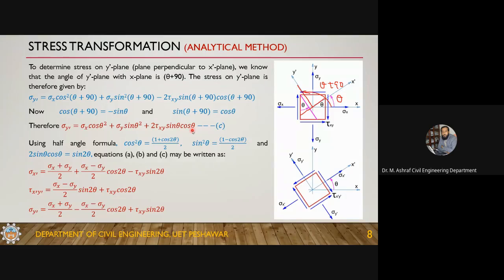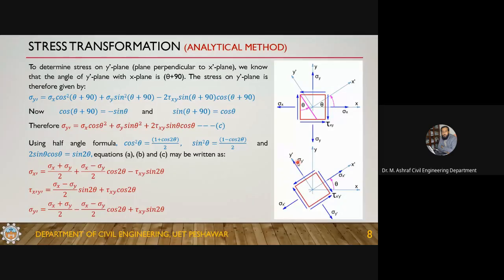So I got the three expressions now. One is for sigma x prime, one for sigma y prime, and one for tau x prime y prime. So I just rotated the element. Rotated means you just rotated the element to get stresses in some other orientation. So you can calculate sigma x prime, tau x prime y prime, and sigma y prime using equations A, B, C.